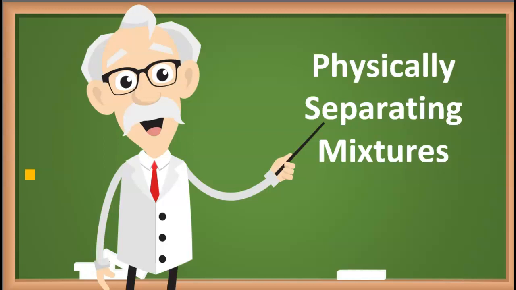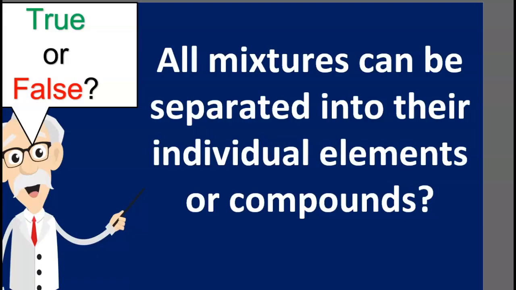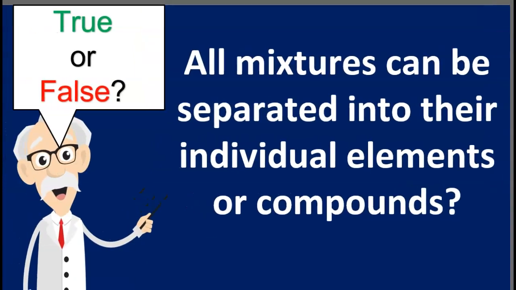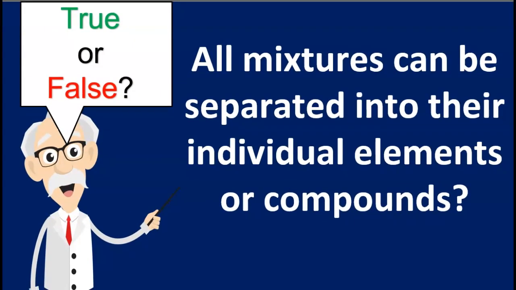Okay, so hopefully you remember for your quiz today that mixtures can be physically separated. They are not chemically bonded with chemical bonds, so they're not stuck. They can be pulled apart. So, all mixtures can be separated into their individual elements or compounds. Is that true or false? And that's definitely a true statement. All mixtures can be separated into their individual elements or compounds or pieces and parts.